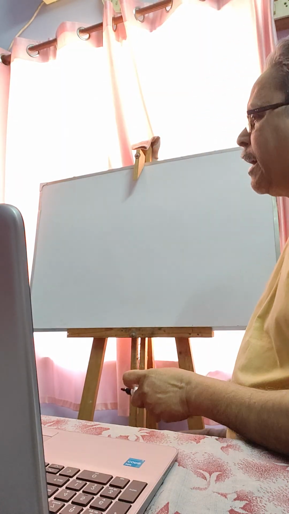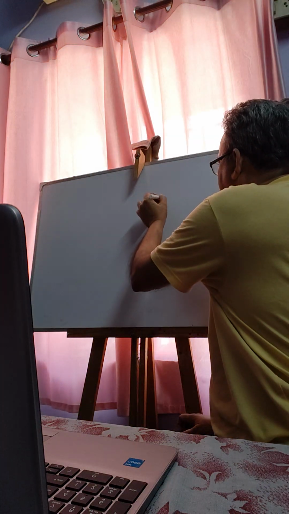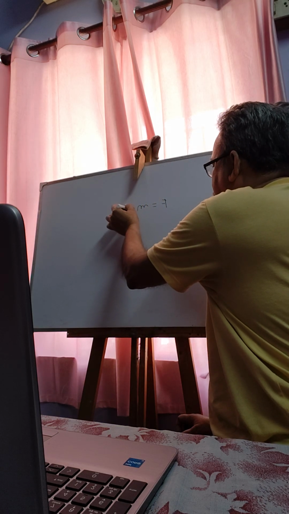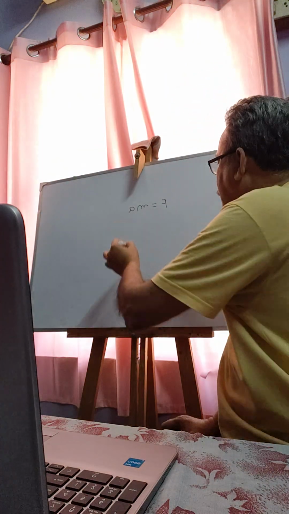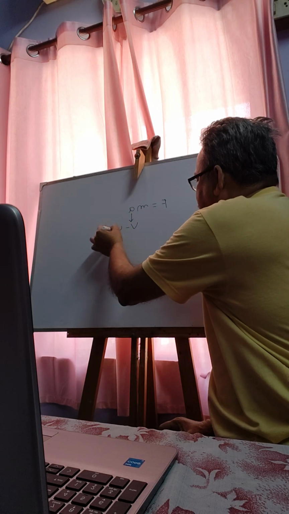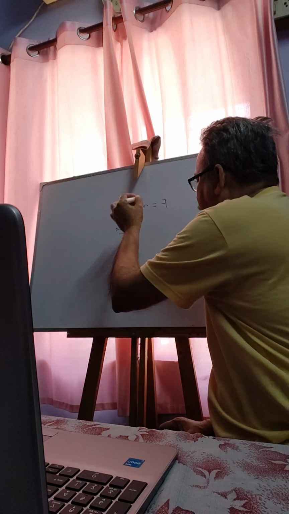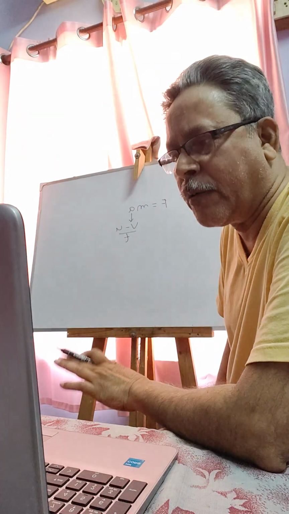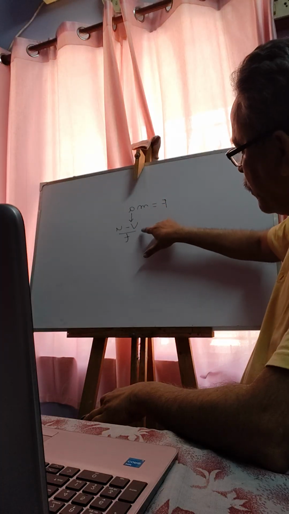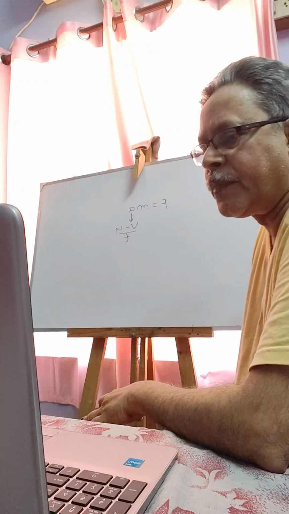Fine. What we know, according to second law, we know F equal to mass into acceleration. We discussed in our previous class. Now, what is acceleration? It means change in velocity by time, that is rate of change of velocity. So, acceleration is concerned with change in velocity.